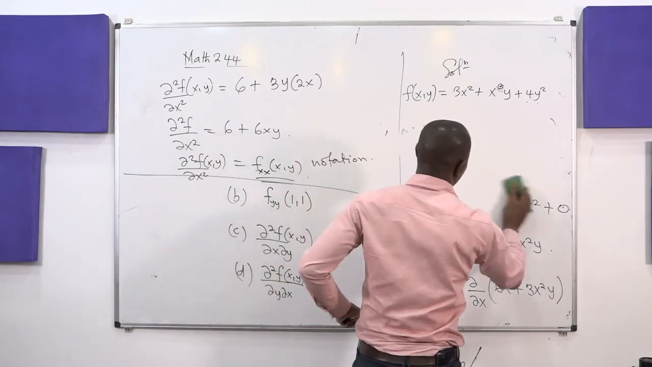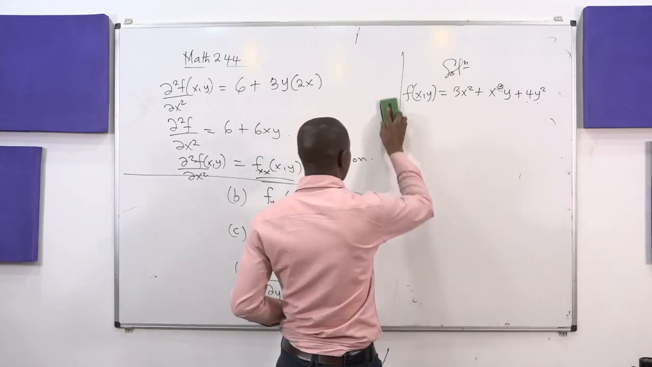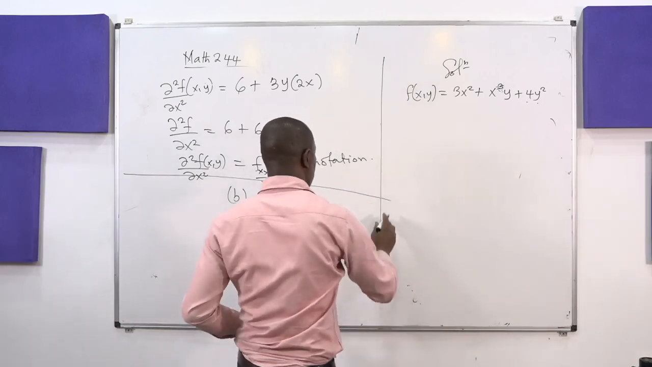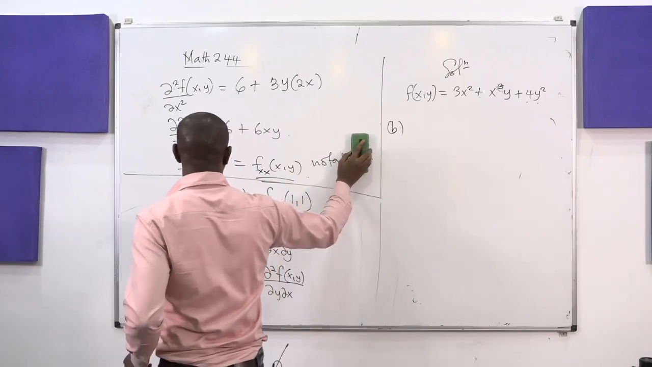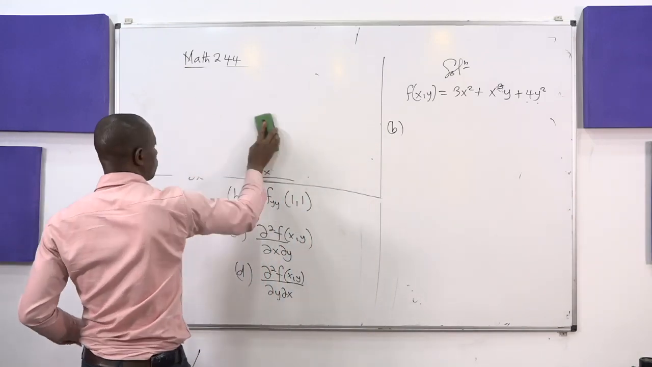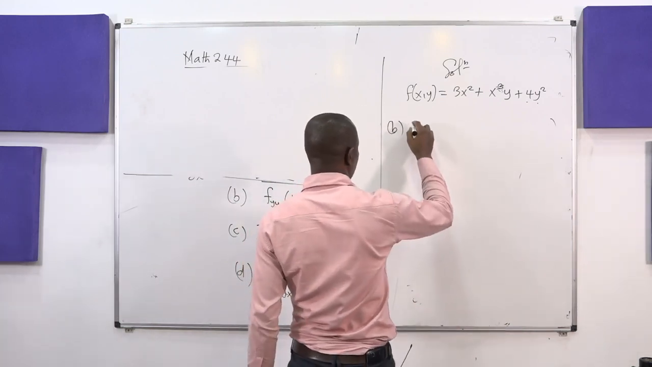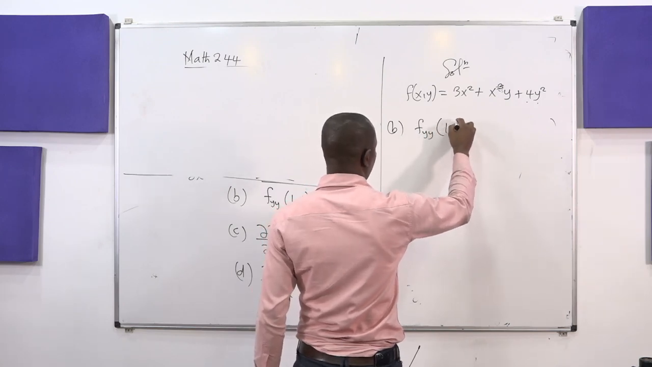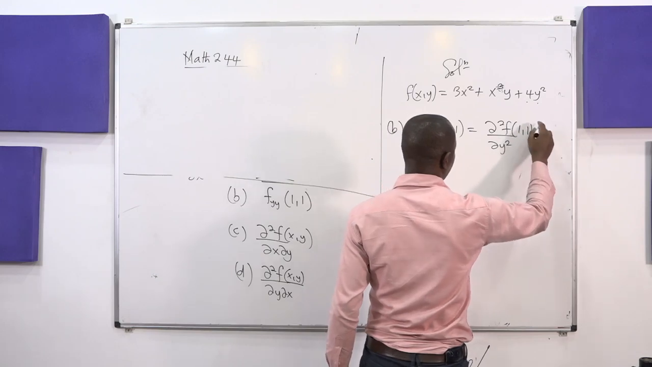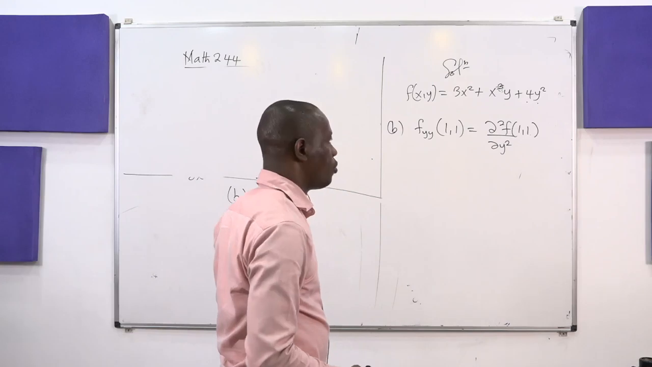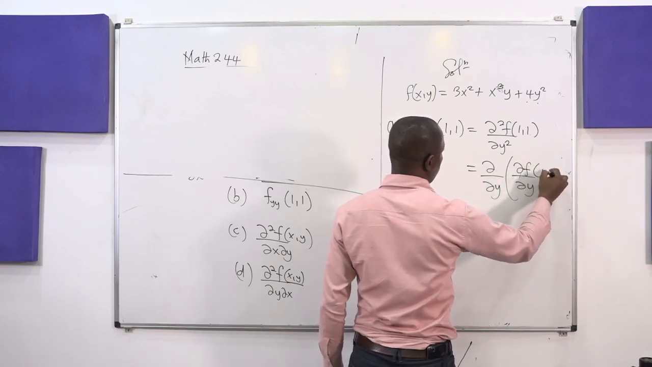So (b). So let's look here, (b). We are asked to find f yy at the point (1, 1). So this is the same as partial squared f with respect to y squared at (1, 1). So this is partial with respect to y, then f, then y, at (1, 1).